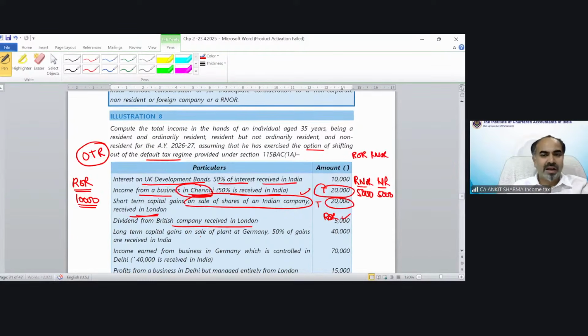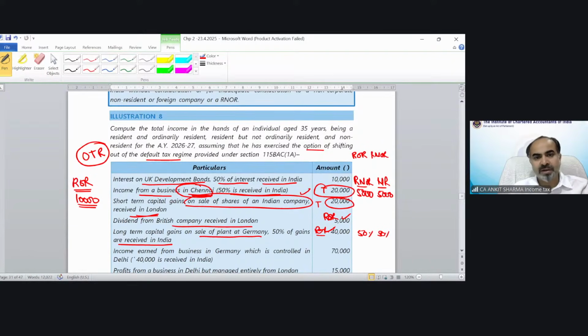Long-term capital gain on sale of plant in Germany, 50% of gains are received in India. So for ROR, it's going to be fully taxable, and 50%, that means 20,000, is going to be taxed in the hands of RNOR and non-resident. So 50% in the hands of RNOR and NR, and full 100% in the ROR case.